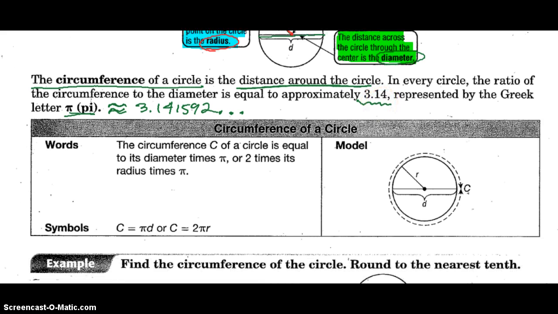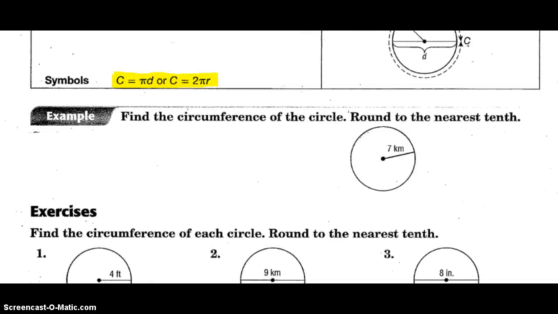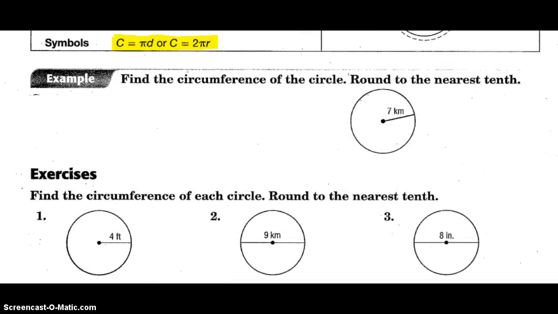So how do we find the circumference? The formula to find circumference is right here. It's pi times the diameter, and the diameter is really just 2 radii. So you can use either equation to find the circumference of a circle. So let's do this first example together, and I'm going to leave the other 3 for you to try on your own.